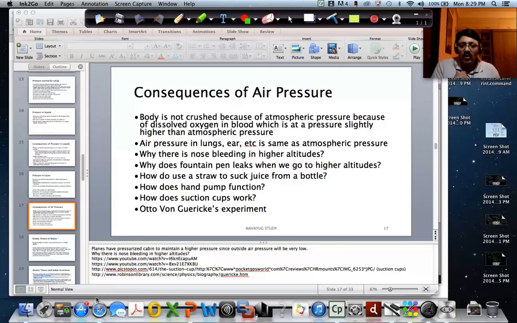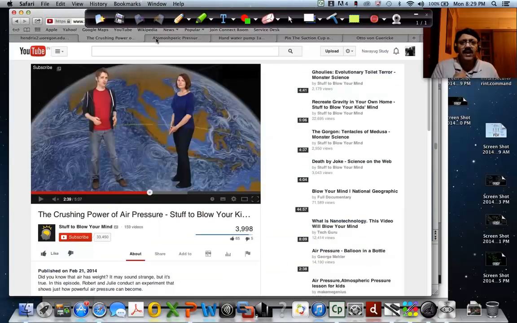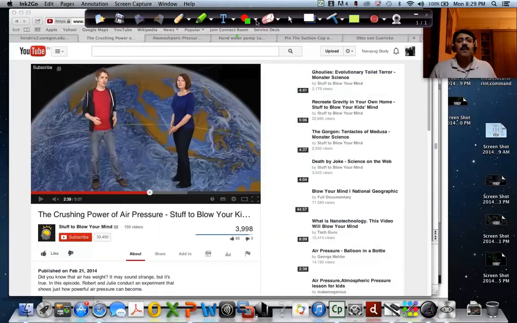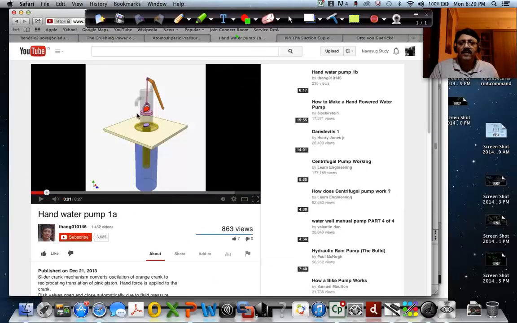So how does a hand pump work? Have you seen hand pumps? Hand pumps are used for pumping up water. See, this is a hand pump. When you push it up and down, water starts coming out of this pipe, right? That is how the hand pump works. It works because of atmospheric pressure. Let us look at this animation.